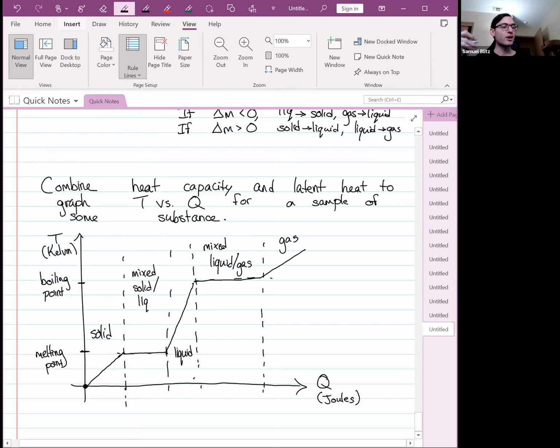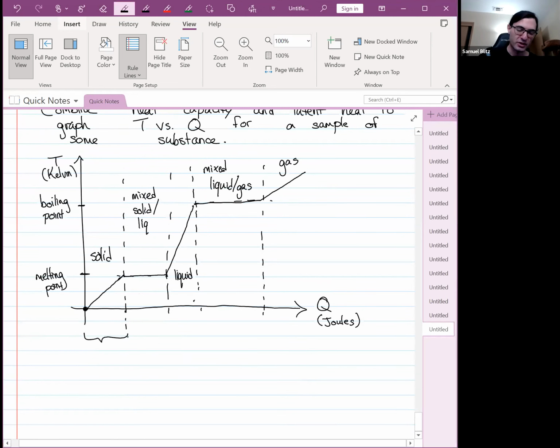Now, we can figure out how wide these ranges are. So the amount of energy that you have to add to get to your melting point, well, not from absolute zero, this would just be whatever this delta T is. Q would be M times C solid. It's the heat capacity of the material when it's a solid. This amount of heat would be Q equal to M times LF. You're trying to figure out how much energy you have to add to completely change phase from solid to liquid, so the latent heat of fusion.